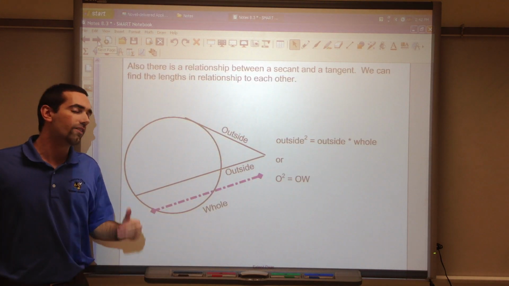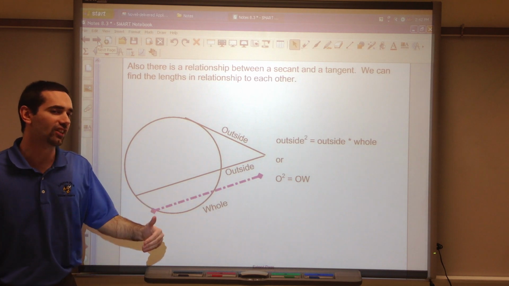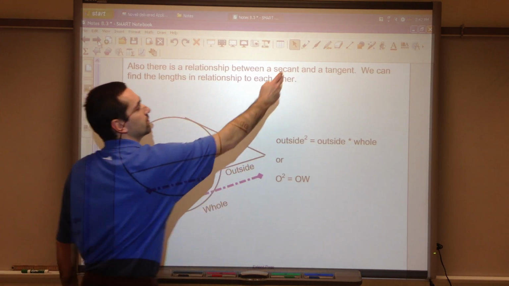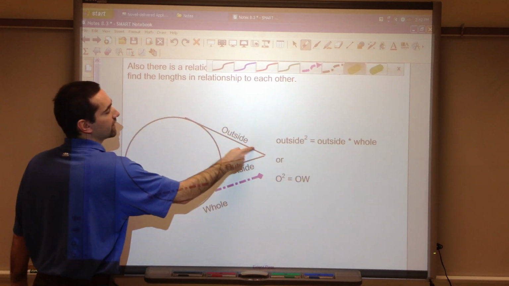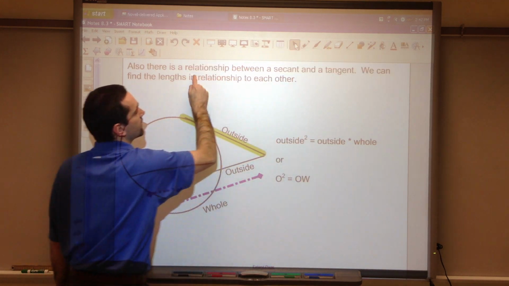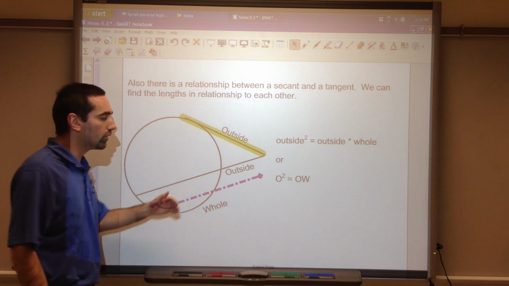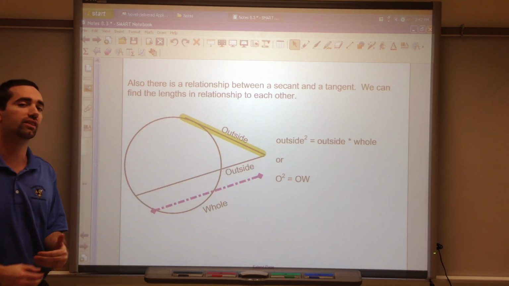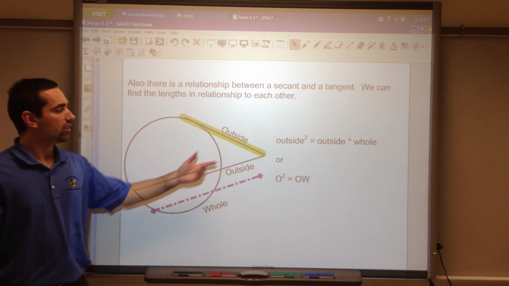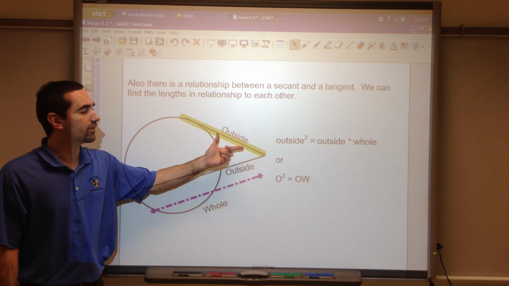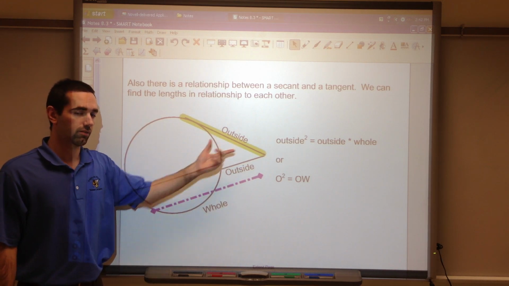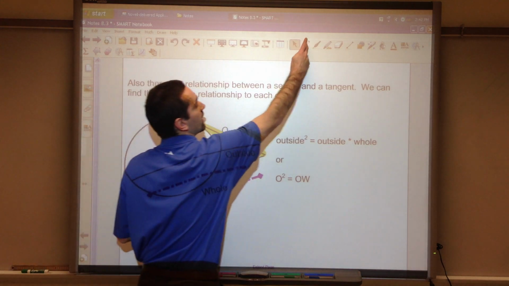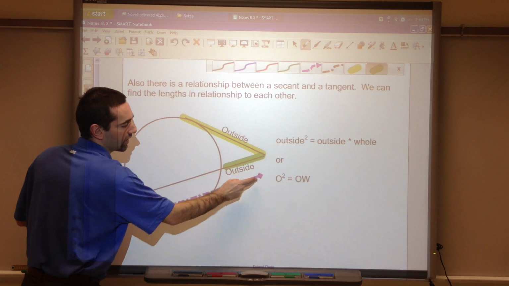Now, what if we have a secant and a tangent? Well, a tangent only has one part. Look at this. But it's the same idea. There's a relationship between this tangent and the secant when it comes to the lengths. The tangent only has this outside part. But the same idea applies. The secant is still outside times whole.